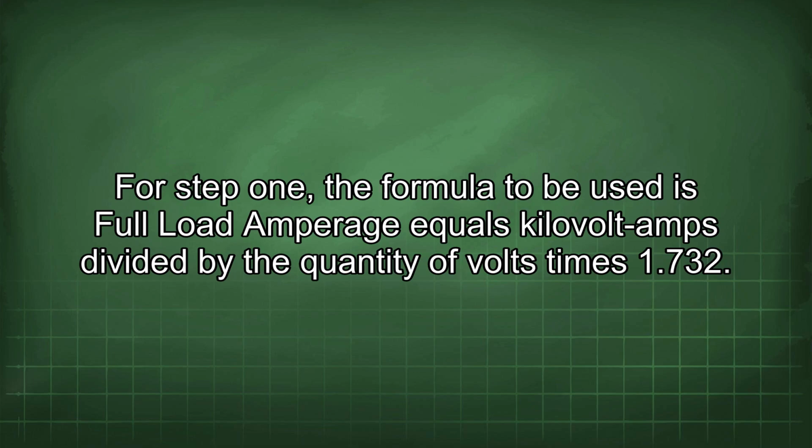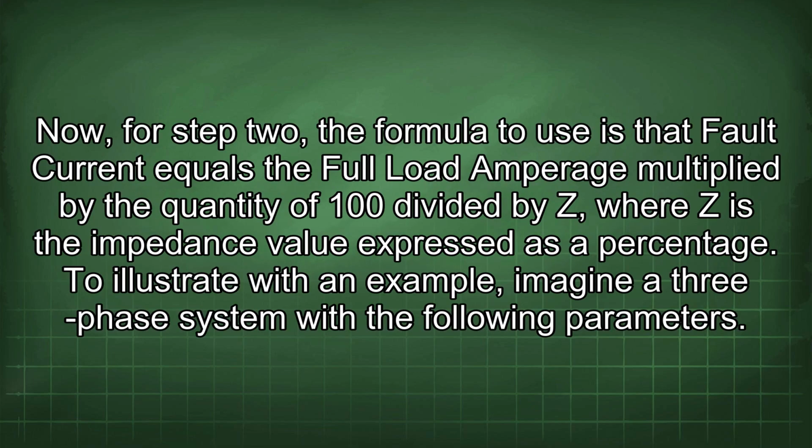times 1.732. Now, for step 2, the formula to use is the fault current equals the full load amperage multiplied by the quantity of 100 divided by Z, where Z is the impedance value expressed as a percentage.